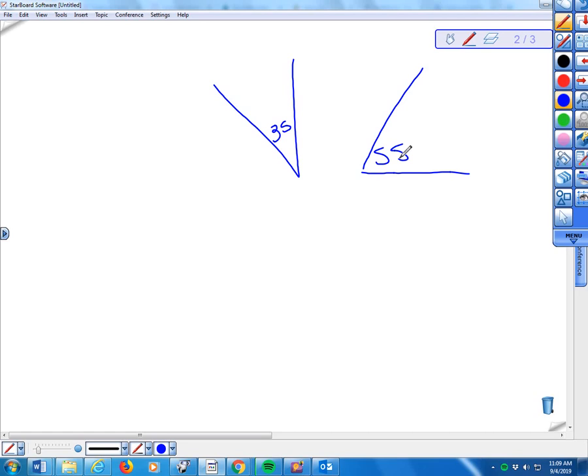If I have two adjacent angles that make a line, these two angles are called a linear pair. A linear pair is two angles that make a line. They're adjacent, and they make a line. Linear pair angles are always supplementary because they equal 180 degrees.